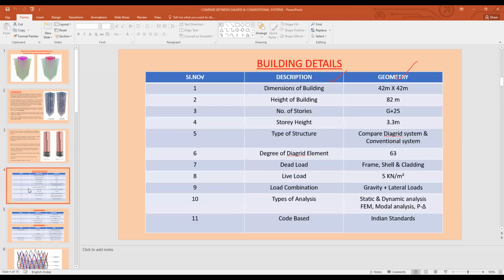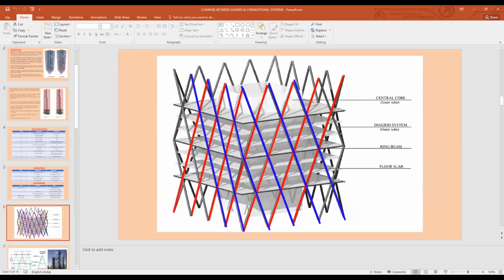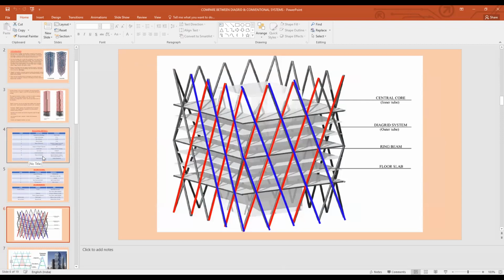Primarily, when you have to develop this structure, you don't need to do it that way. If you want to make it a Diagrid, you can just do this. But I will provide you the model for study purposes.